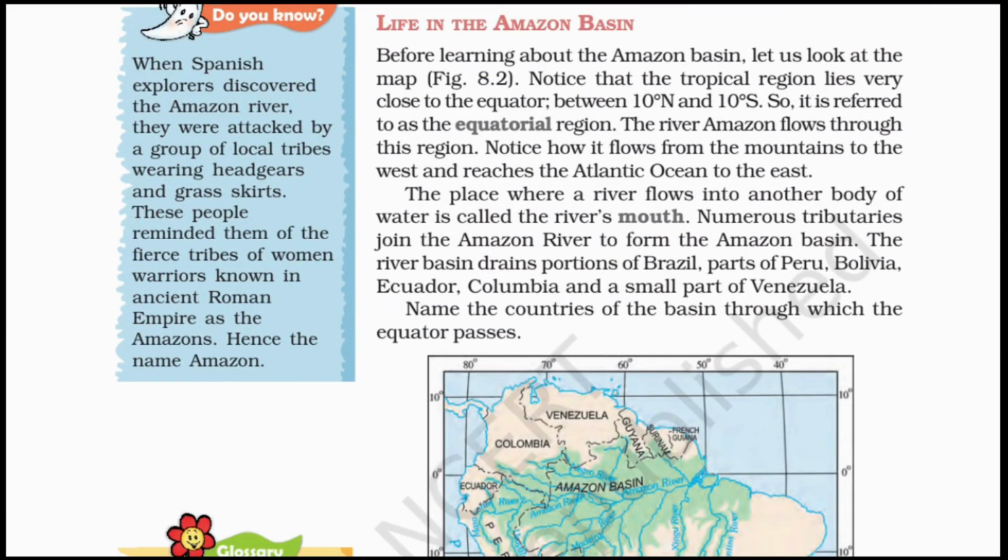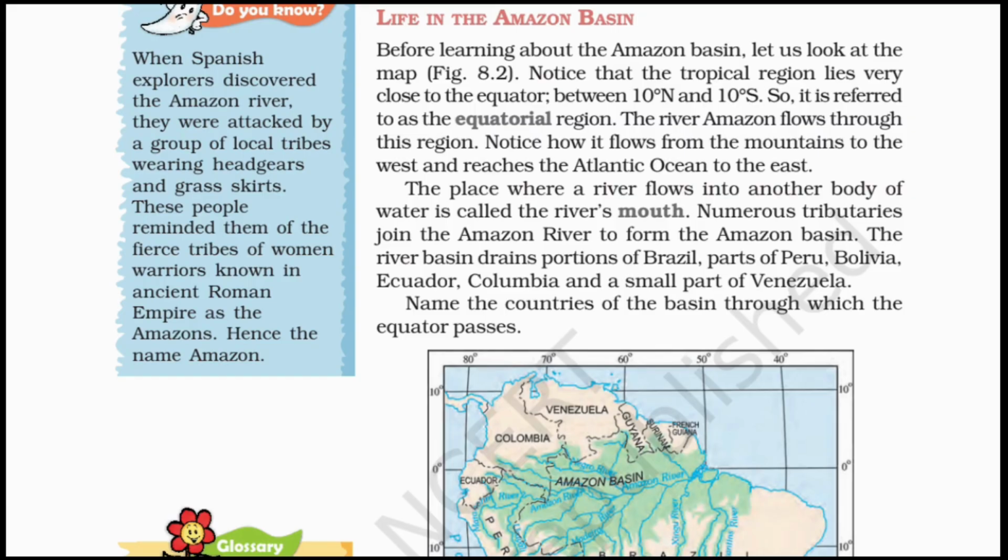The place where a river flows into another body of water is called the river's mouth. Now, what is the definition of river's mouth? Let's repeat. The place where a river flows into another body of water is called river's mouth. Numerous tributaries join the Amazon River to form the Amazon Basin. The river basin drains a portion of Brazil, parts of Peru, Bolivia, Ecuador, Colombia, and a small part of Venezuela.